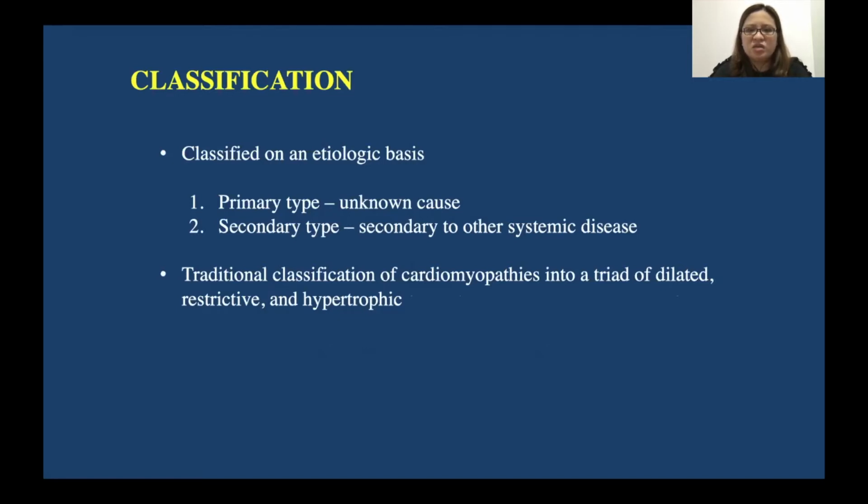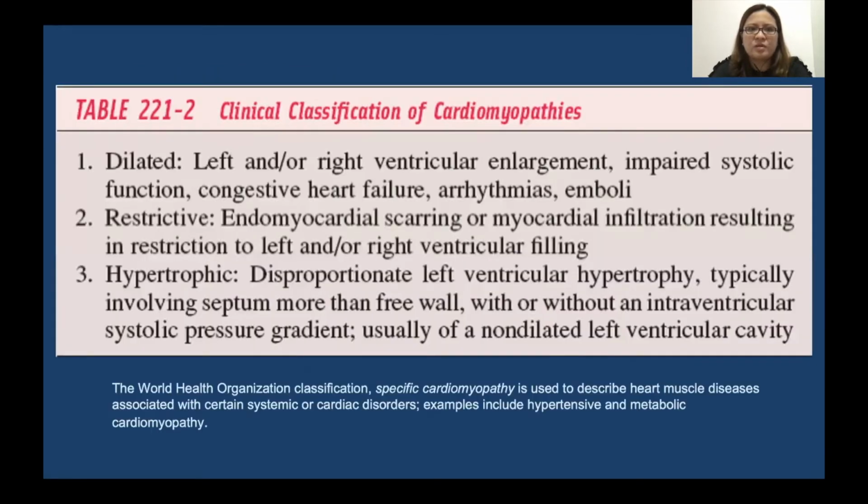Traditional classification of cardiomyopathies includes a triad of dilated, restrictive, and hypertrophic cardiomyopathy. So the three clinical classifications of cardiomyopathies are shown in this table. So one is DCMP or dilated cardiomyopathy. In here, there is left and or right ventricular hypertrophy. There is impairment of systolic function. There is congestive heart failure, arrhythmias, and emboli.